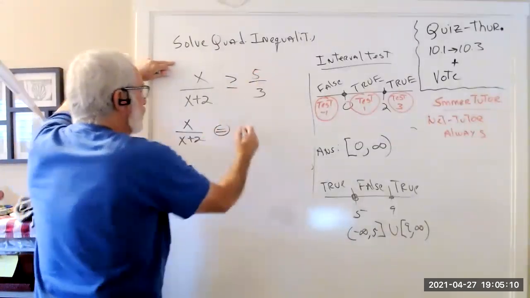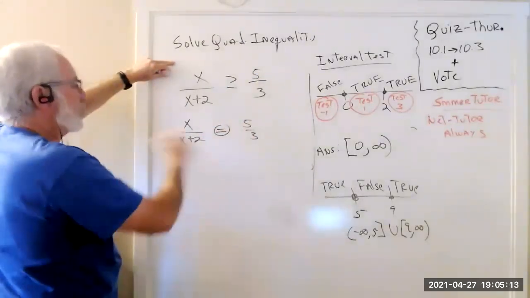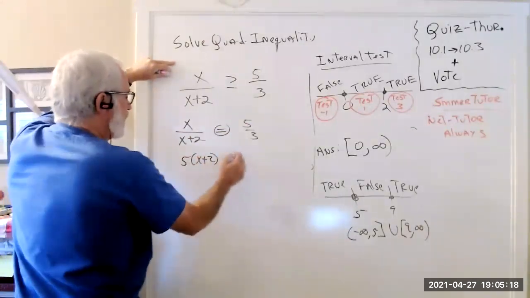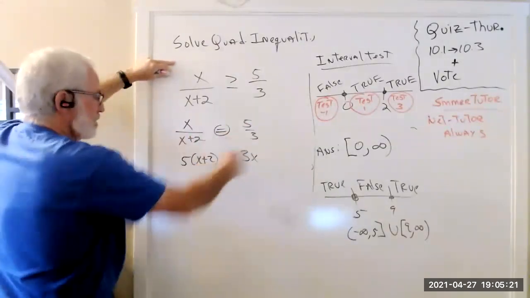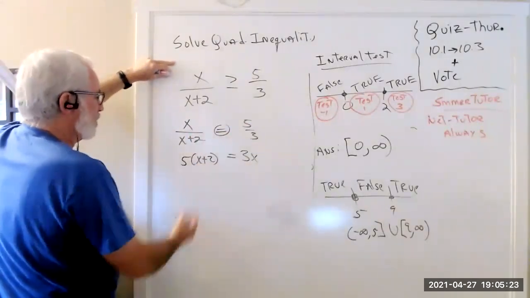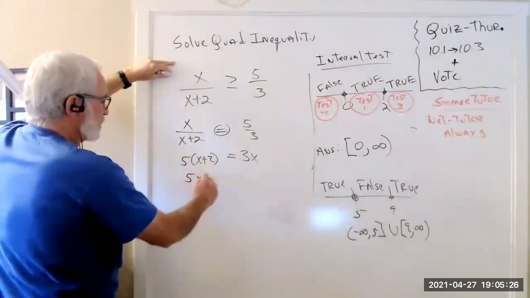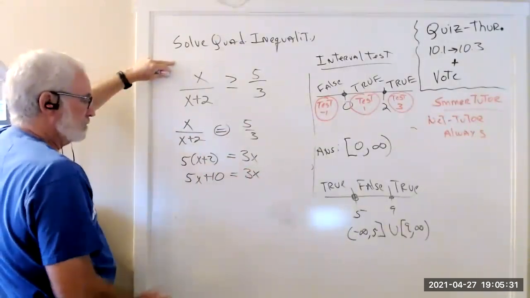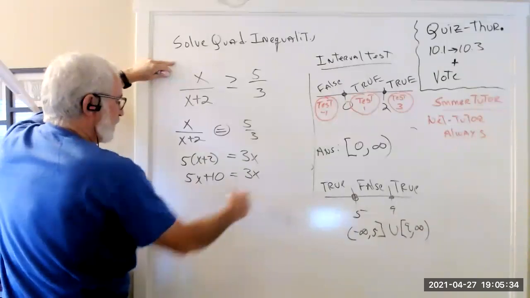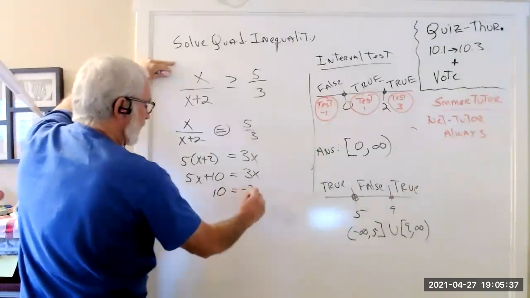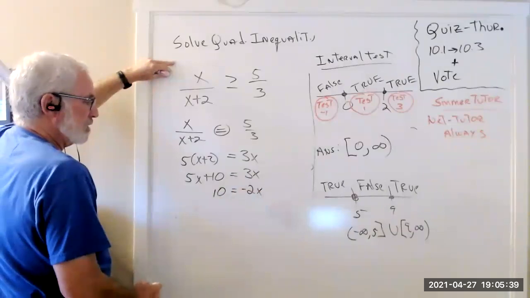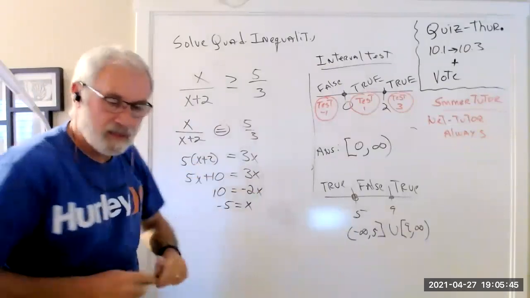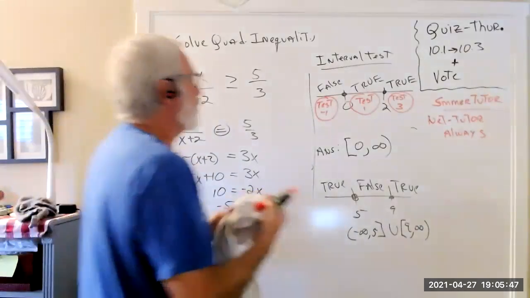We pretend it equals 5/3. I'm going to cross multiply. So 5 times x plus 2 equals 3 times x. Now I solve this problem. So this is 5x plus 10 equals 3x. Take away 5x from both sides, I have 10 equals negative 2x. Divide, I have negative 5 equals x. Now, hold on, we're getting real close to Vince's question.